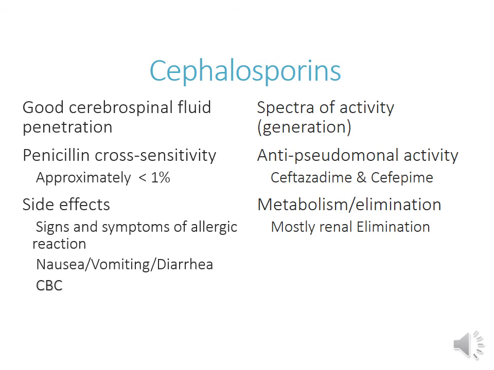So some of the benefits of cephalosporins, why we like to use them, is that one, they have good cerebrospinal fluid penetration. So what would that be good for? Meningitis. Meningitis, absolutely. So this is why cephalosporins are going to be one of your first-line drugs for meningitis.